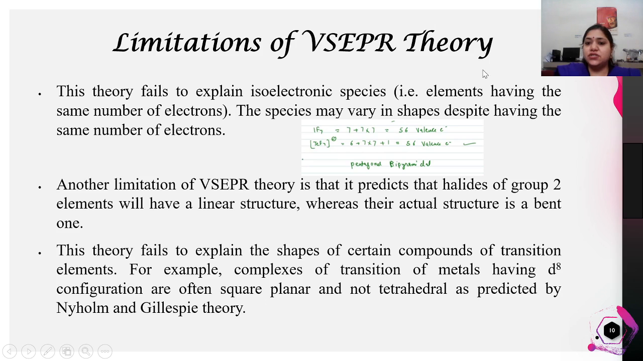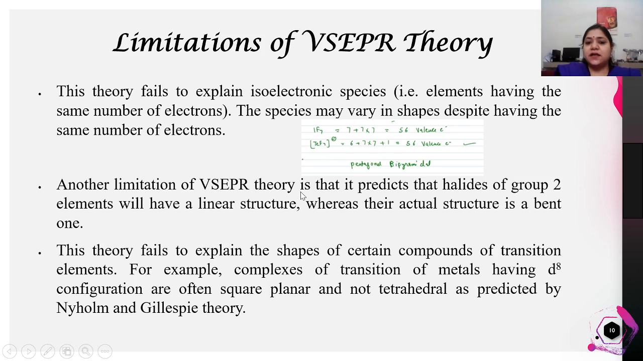Then these are some limitations of VSEPR theory. The first limitation is that VSEPR theory fails to explain the structure of isoelectronic species. Because if two species are isoelectronic, the structure should be the same. But if you take the example of IF7 and TeF7 minus, both have 56 valence electrons. But TeF7 minus does not have a pentagonal bipyramidal shape. So for some isoelectronic species, it fails to explain the change in structure.